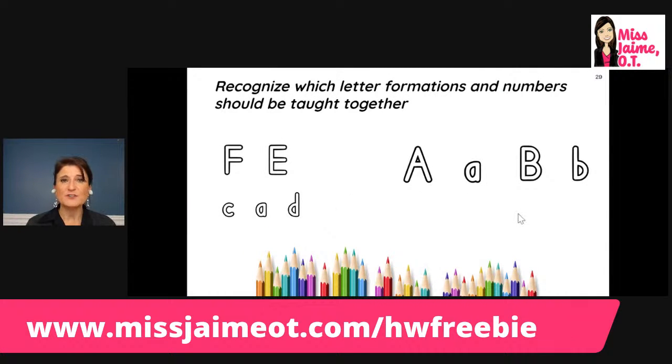So I want you to be able to recognize which letter formations and numbers should be taught together. So we're going to look over here on the left. We have capital F and capital E. Obviously, they really look very similar. And if we go back to the cheer again, if our children learn capital F one day, the next day, all they have to do is add one more little line, and now they've learned 2 letters. So that's so much easier for them, and it does build on their previous learning.